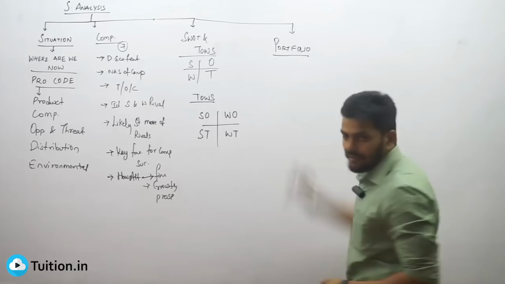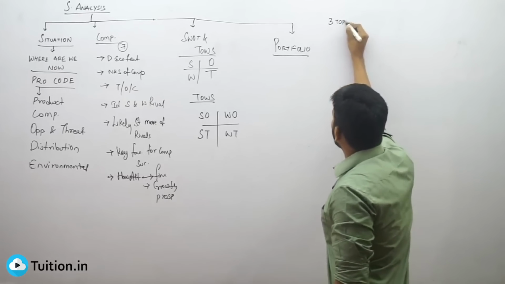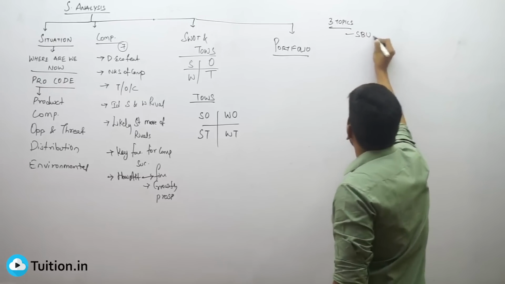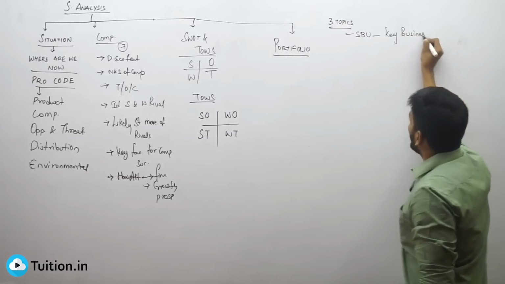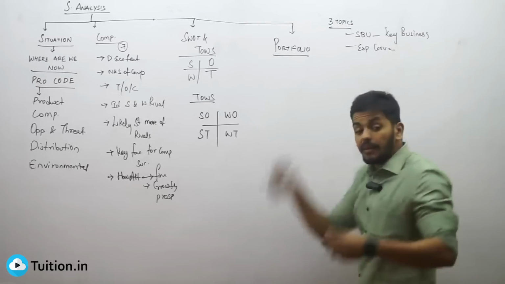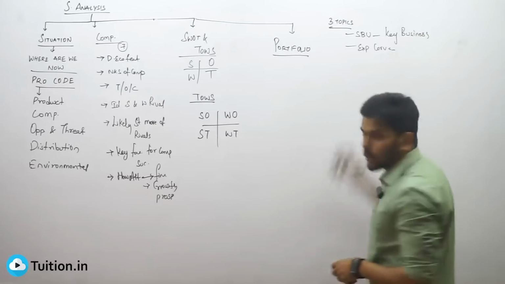Before I deal with portfolio analysis, there are 3 topics which are supposed to be understood for portfolio analysis, which is the concept of SBU, which is nothing but a key business. SBU is a key business. And then we have the concept of experience curve, whereby by repeatedly doing some work, the per unit cost definitely declines, is what an experience curve believes in.